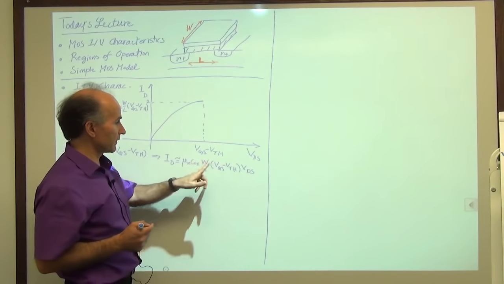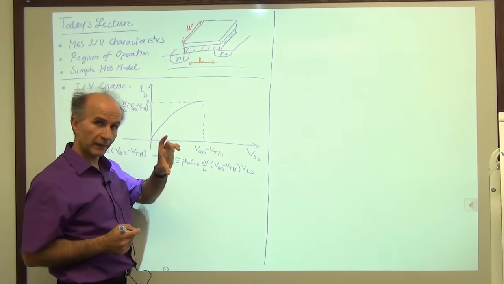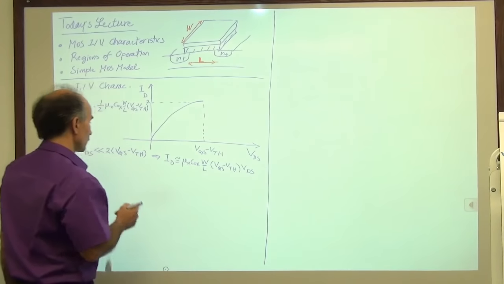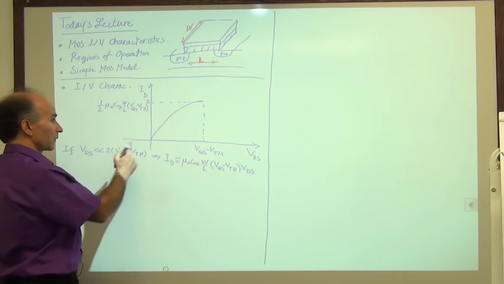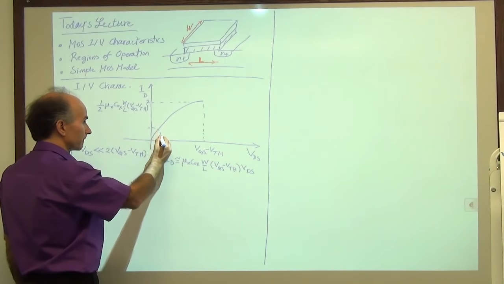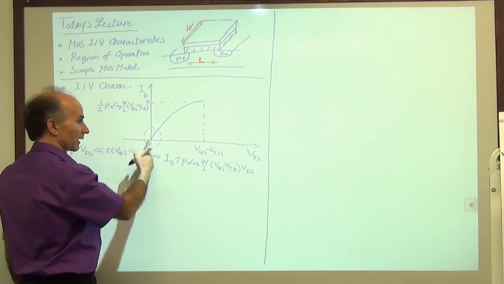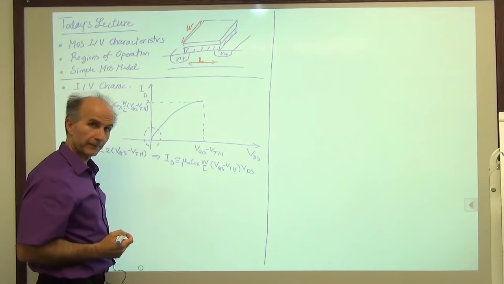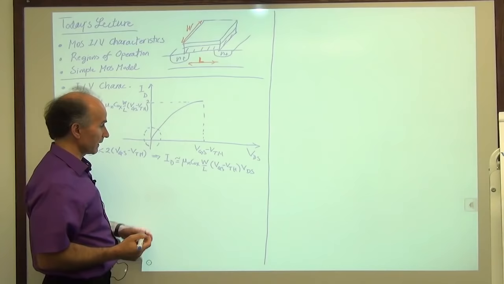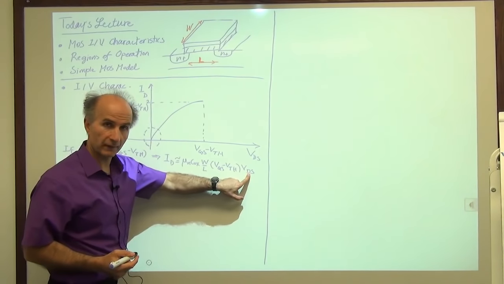Okay, so for example, let's assume VGS is constant. So we have a battery connected between the gate and the drain, and we are just varying VDS. So if VDS is very small, it means that we are around here, right? This is small VDS. So around here, I can approximate this parabola by a straight line, as you can see from this equation, right? And this equation is that of a resistor because I have the current through the device and I have the voltage across the device.